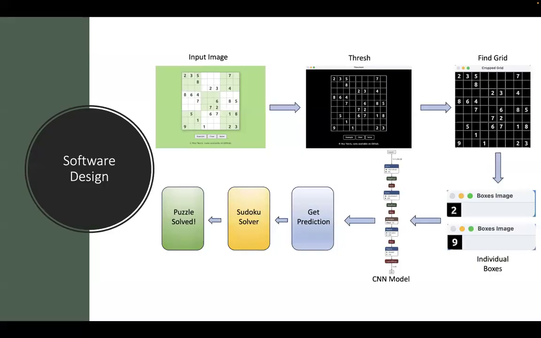Now about the software design. Here is an image that contains all of the steps that I've already explained. Firstly, you have the input image. We then apply, we firstly turn it into grayscale. We then apply Gaussian blur, and then we do thresholding to get that second image over here.